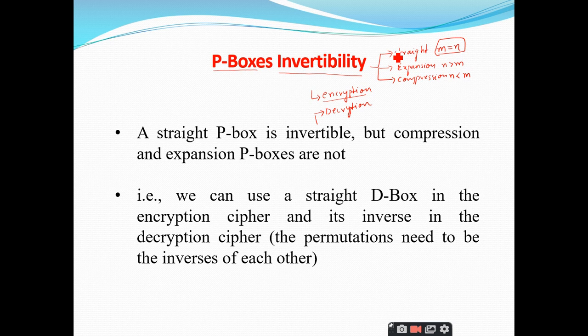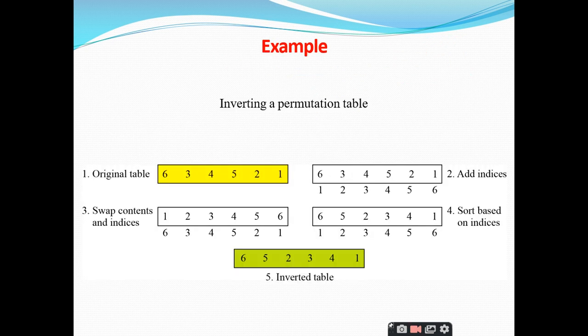So out of these three categories of P boxes, we can say that the straight P box is the only P box which is invertible, right? But the expansion and compression P boxes are not invertible. Is it clear? So in this slide we have gone through what invertibility is and what type of P box can be inverted. These are the two things we have discussed here, right? So we'll see how we can invert a permutation table, right?